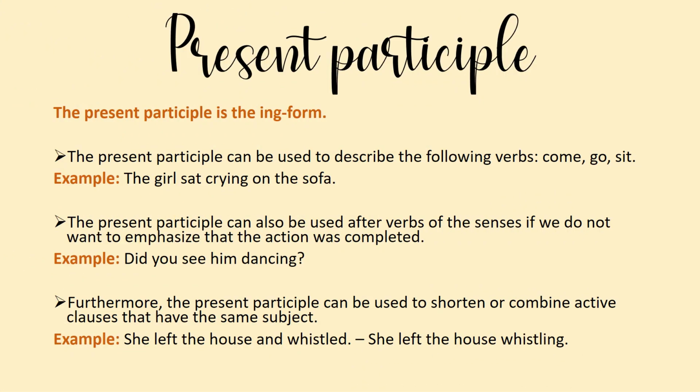Present participle. The present participle is the ing form. So the present participle can be used to describe the following verbs: come, go, and sit. An example will be the girl sat crying on the sofa. The second point is that the present participle can also be used after verbs of the senses if we do not want to emphasize that the action was completed. An example will be, did you see him dancing?